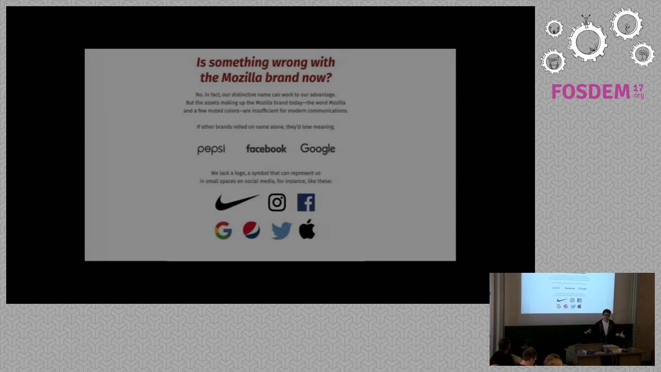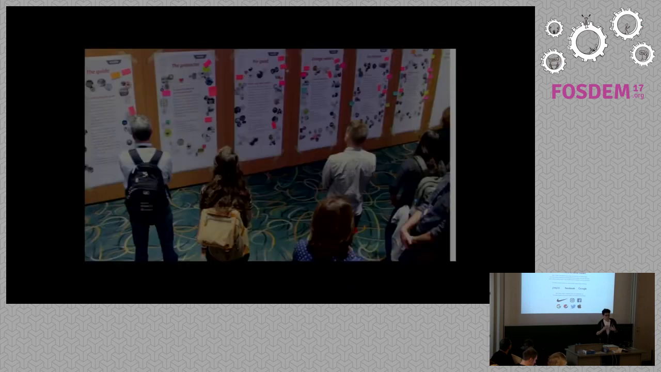For example, this would be Pepsi, Facebook, or Google if it would be in the style Mozilla had, like the gray word mark. And we also lacked a proper icon. We had the M, but we didn't have really a color or original style to it, which makes people scream, "Hey, that's Mozilla."